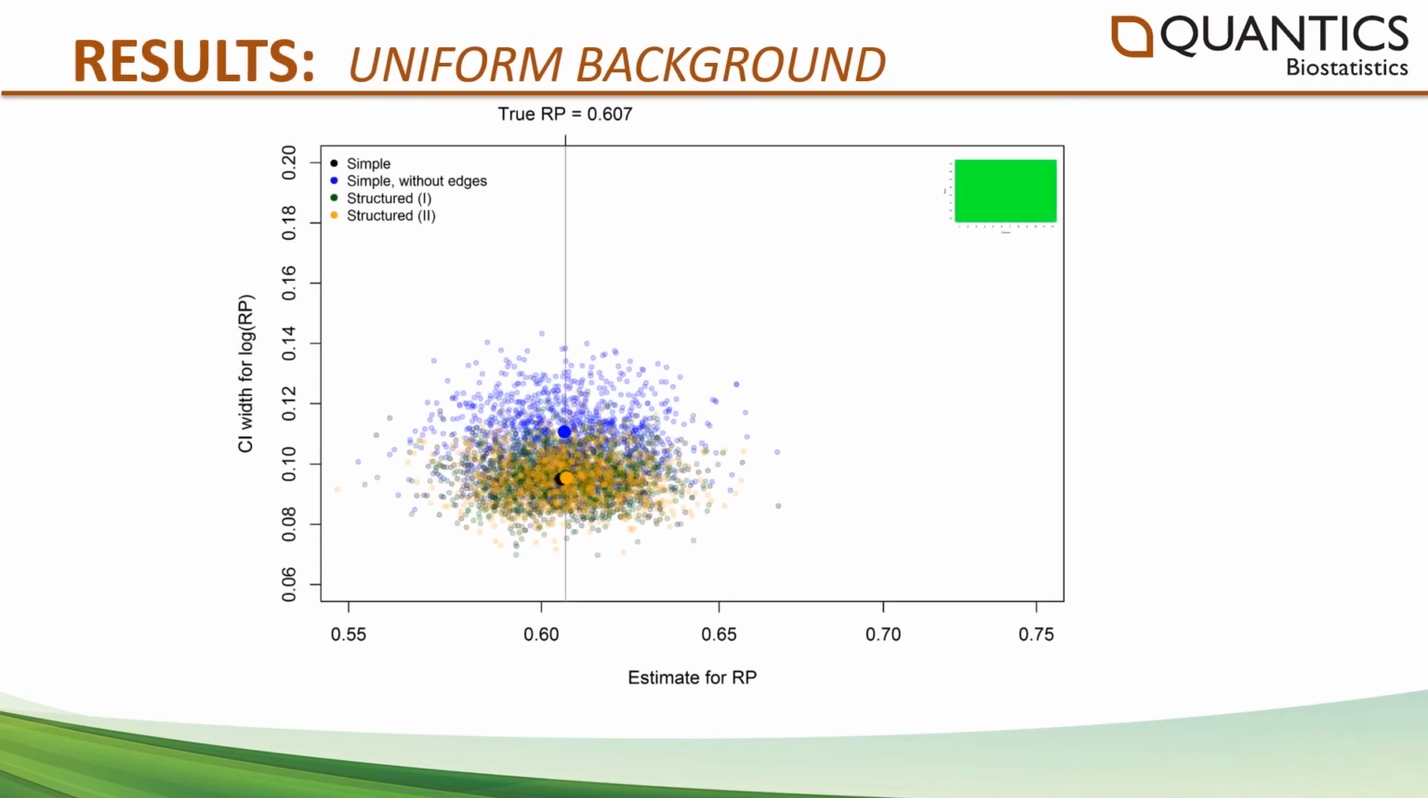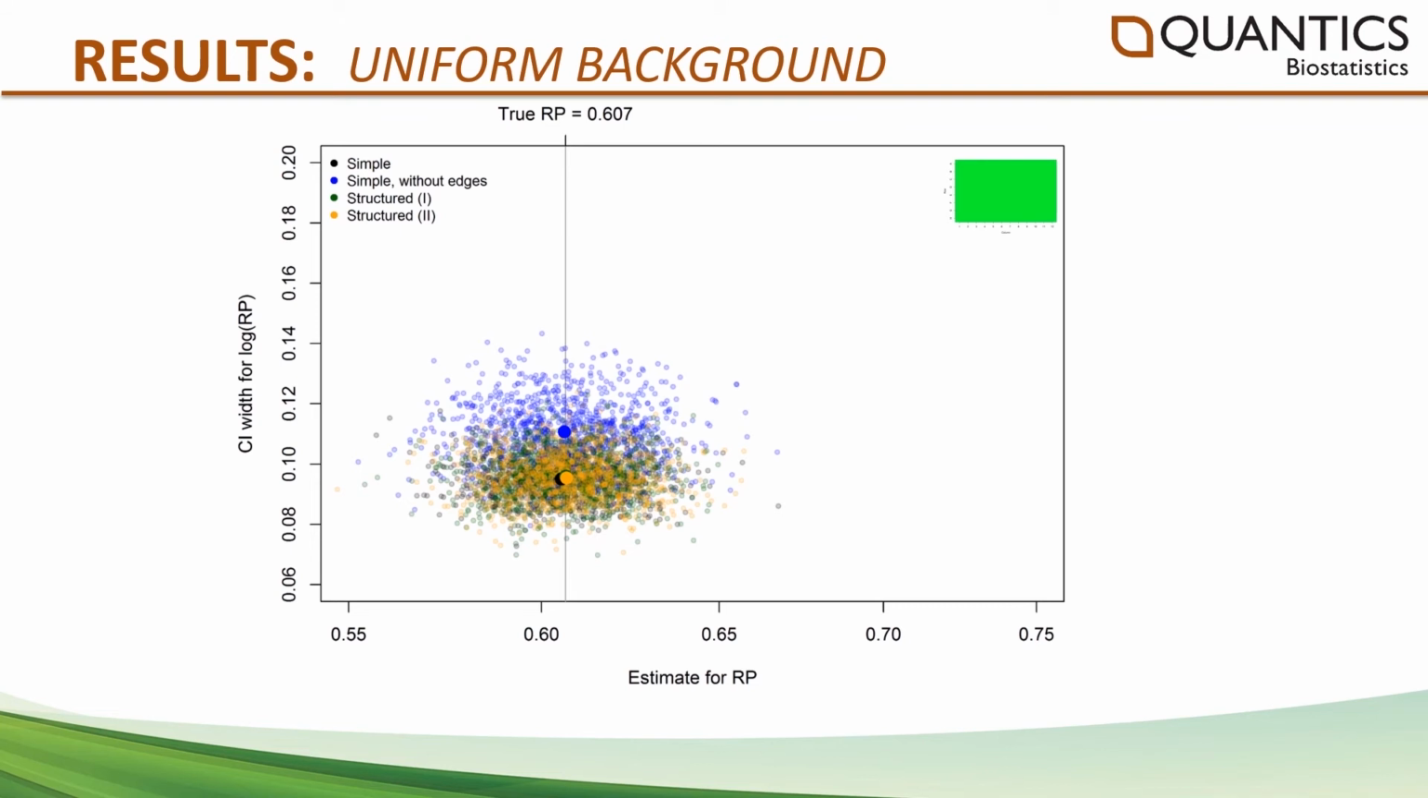So here we start to show the results from the simulations, and I'll show these one at a time for the different background patterns that we assumed. So the first one's the simplest one, which is uniform. This little diagram here illustrates the background that's going on the plate.